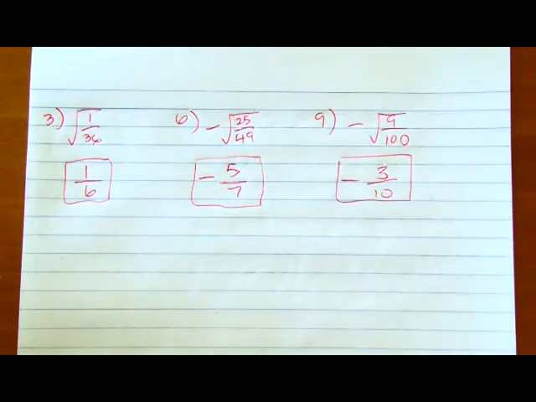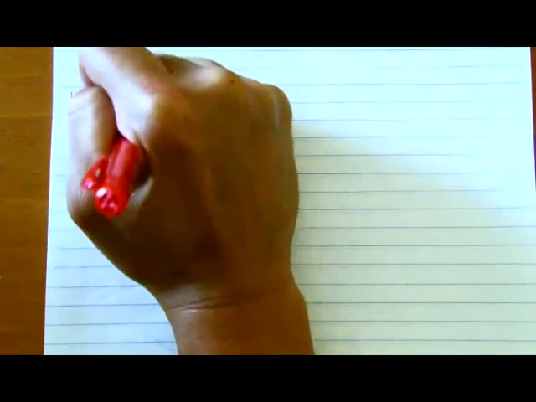Number 12. Number 12 says square root of 50 over 18. Okay, so a little different from the first few. We cannot square root either number, but we can simplify the fraction first.